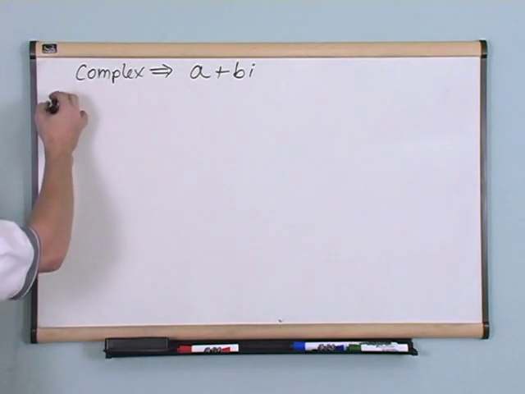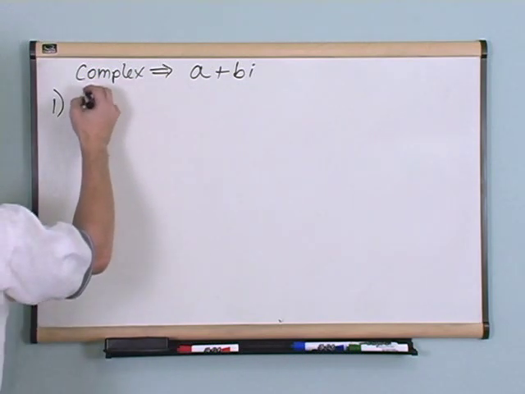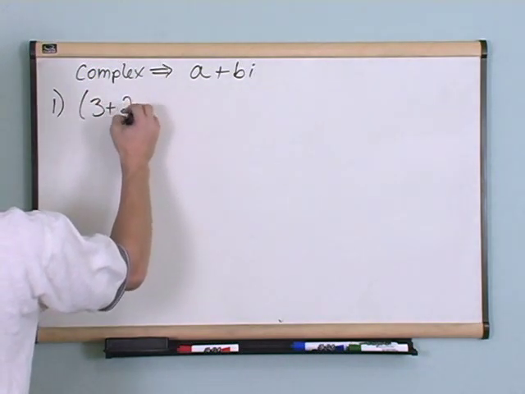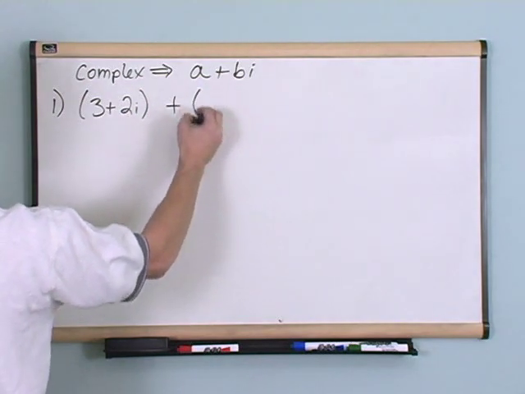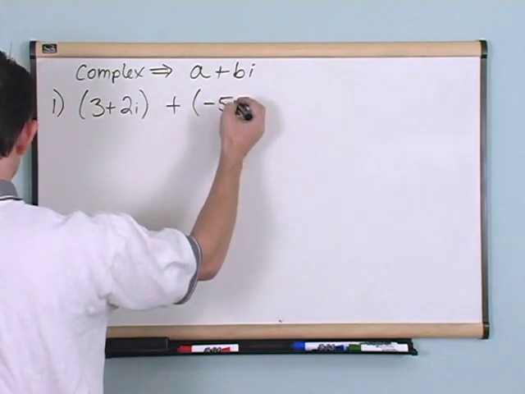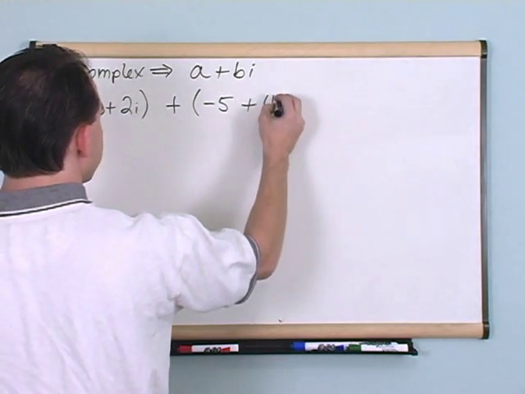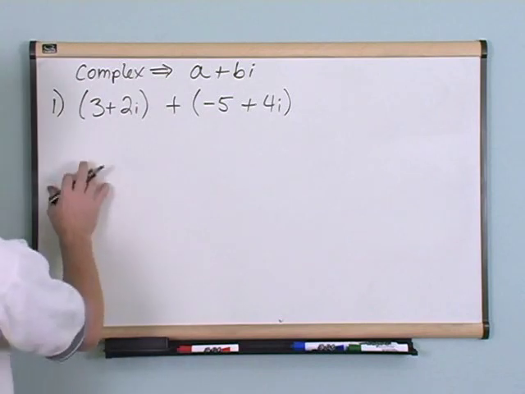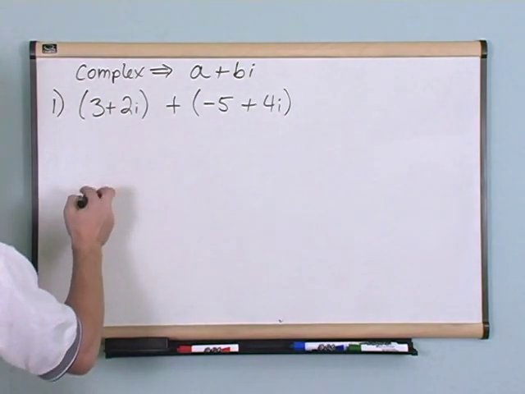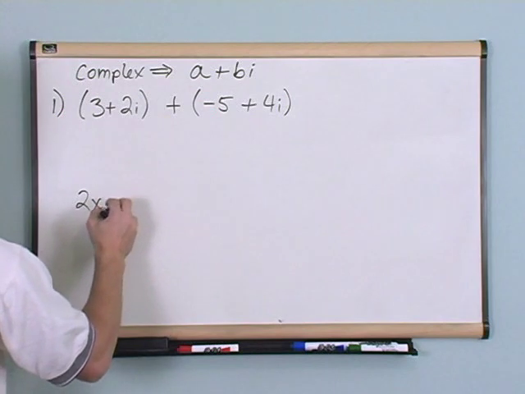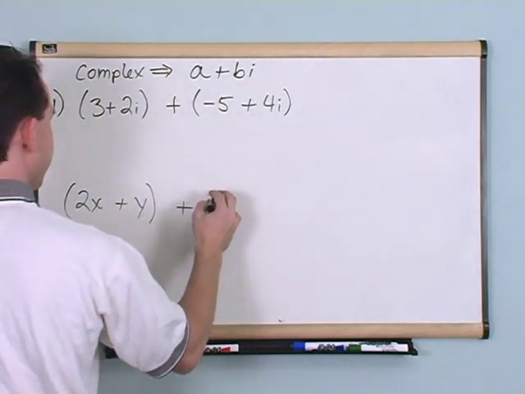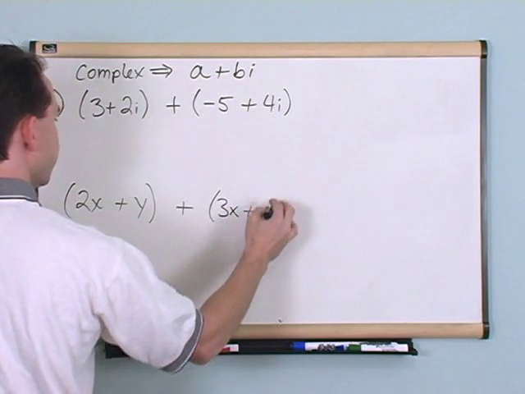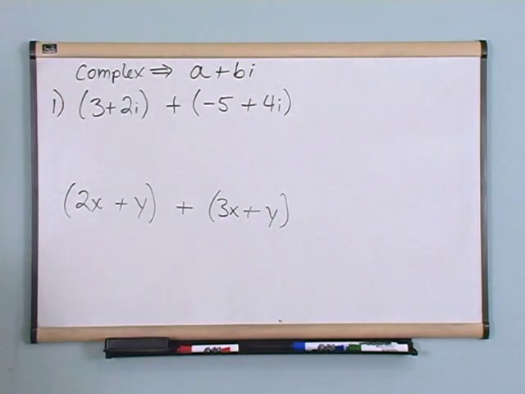So let's do a couple problems and see where we can go. Let's say we had a complex number, 3 plus 2i, and we were going to add it to another complex number, negative 5 plus 4i. And I was going to add those two complex numbers together. How can I do that? Well, remember, I'm giving you a sub-example here to illustrate what I'm talking about. If you have 2x plus y, and you're going to add that to 3x plus y, how could you do that? Well, you should know how to do that.